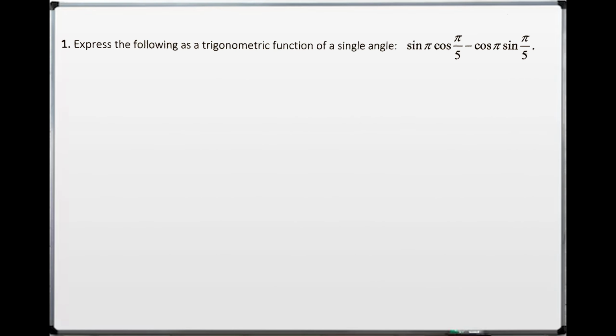So this is one of the questions that can be solved using the sum and difference identities. So we look at it, it looks kind of scary, but we can find a pattern here. So let's put variables A and B instead of pi and pi over 5. Then we would have sine A cosine B minus cosine A sine B.